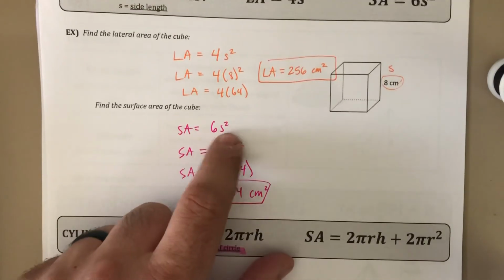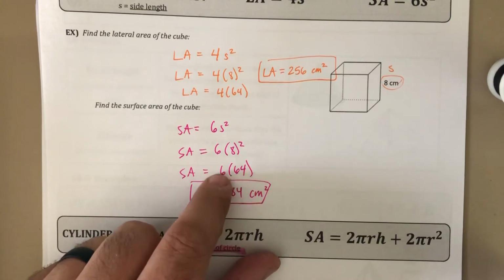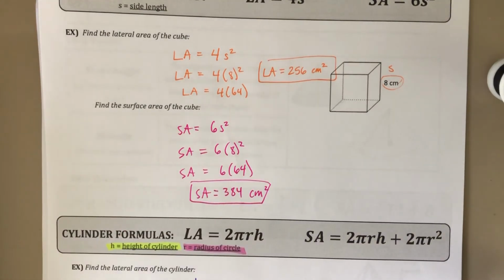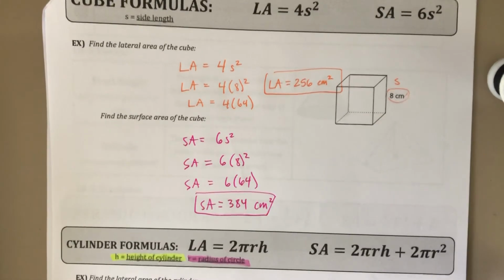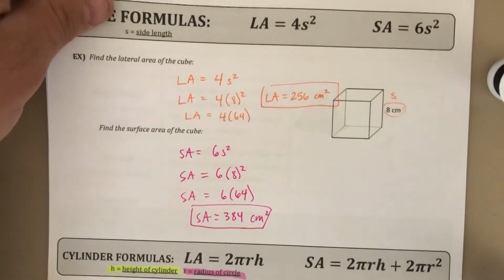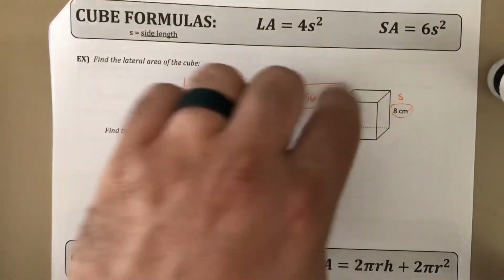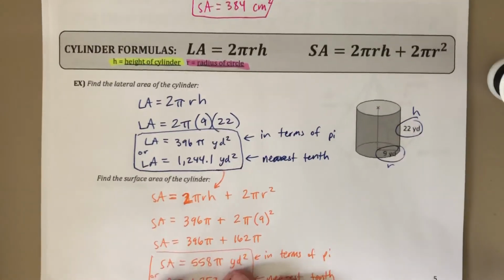Surface area, 6s squared, so same, 8 squared is 64. 64 times 6, 384 square centimeters. So cubes are nice, super easy. Okay. Again, you can come back and rewind and write that stuff down if you need to, but cubes are really sweet. S just stands for side length. Bam, they're all the same because it's a cube. Okay, now cylinders.